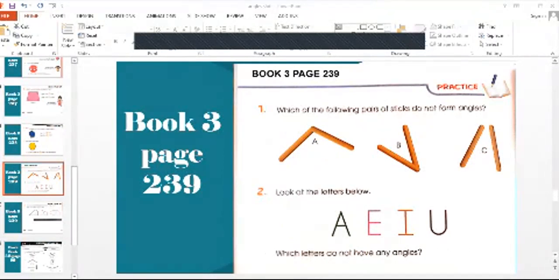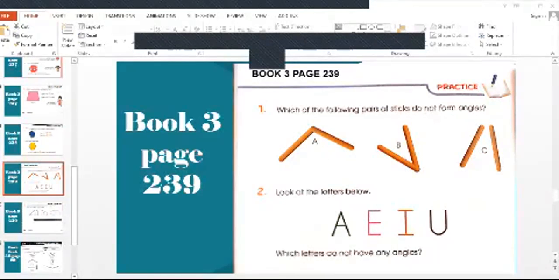Okay, this is a practice question, so I hope all of you can easily do it. I'm waiting for you all to solve questions 1 and 2 by yourself because this is very easy. Which of the following pairs of sticks do not form an angle? Okay, this is one of the easiest ones. What you can do is circle the one figure that has no angle in it.